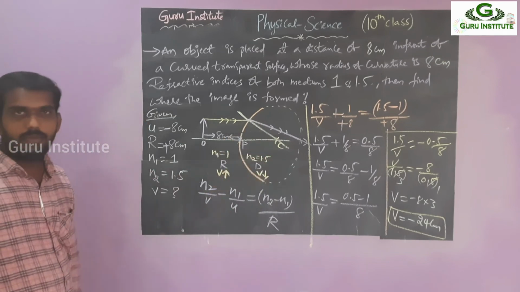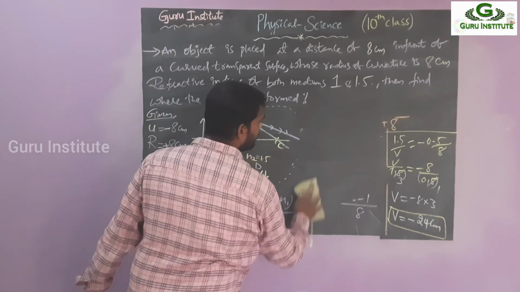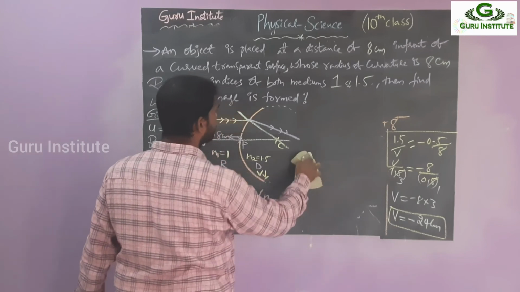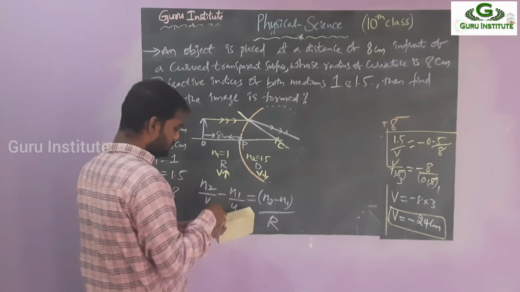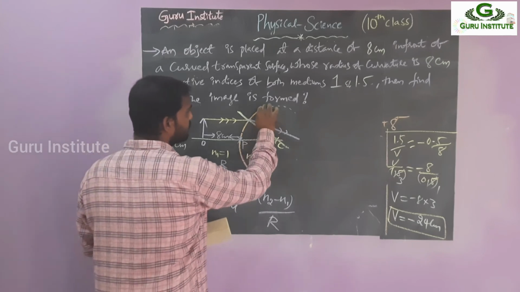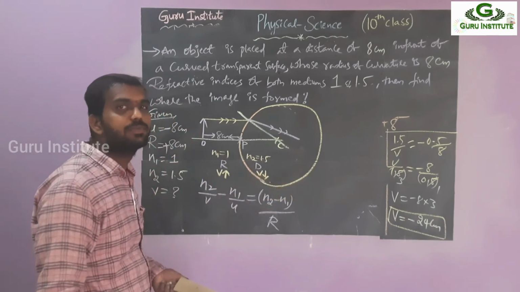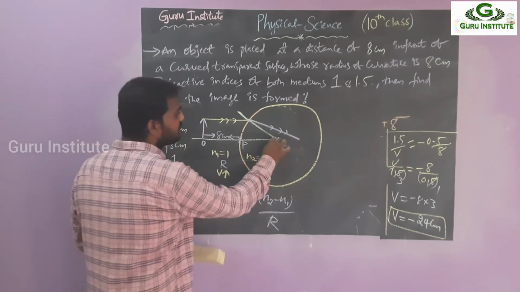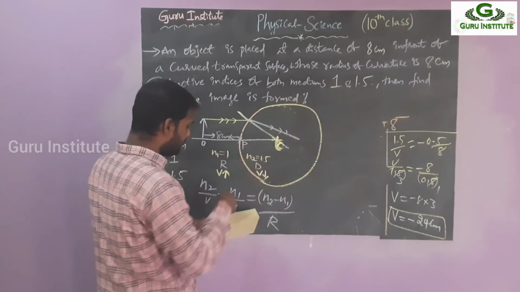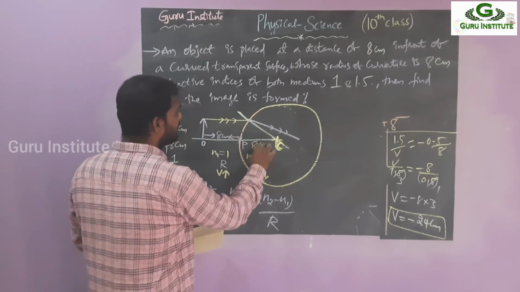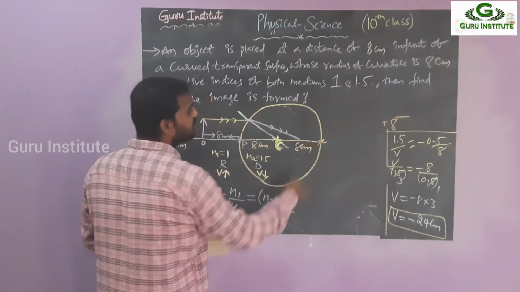For your understanding purpose, I am drawing this one, so I am erasing this. Somewhere the image is formed, right? So if you complete this, it should be a transparent sphere, and for this sphere, C should be the midpoint. What is the PC given? He has given 8 centimeter. So it is 8. Then automatically, how much distance is there between these two? This is also 8.